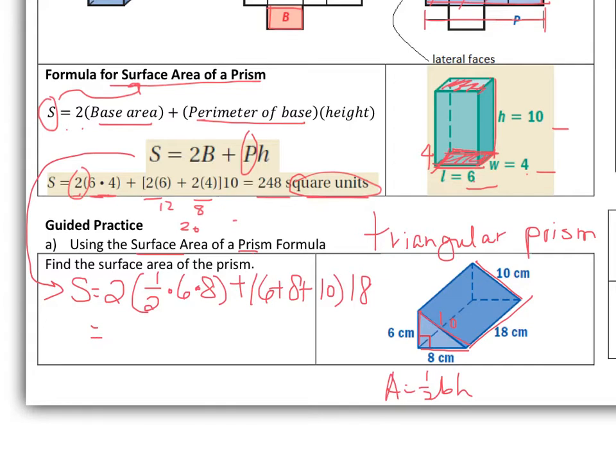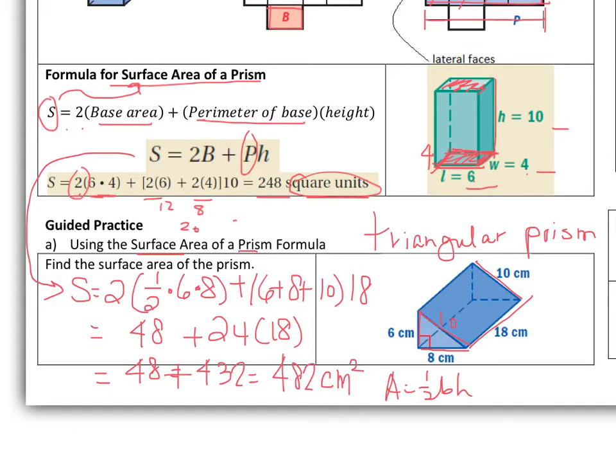And once you do the math, you should get 48 plus 24 times 18. And keep simplifying. You should get 48 plus 432, and then 482 centimeters squared. Now labeling will be very important. Don't forget.